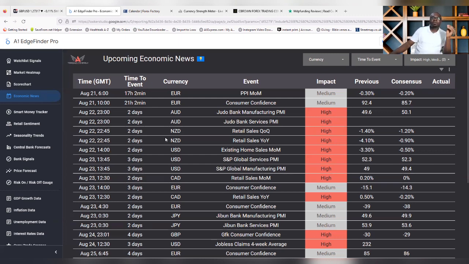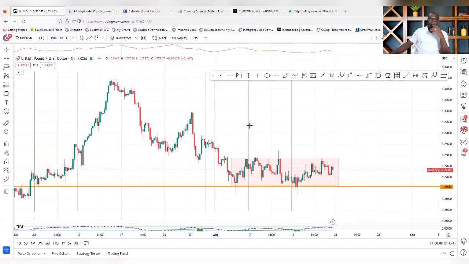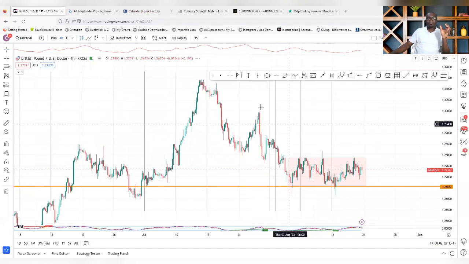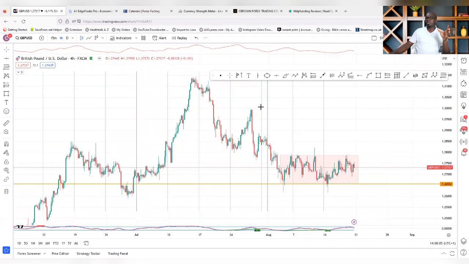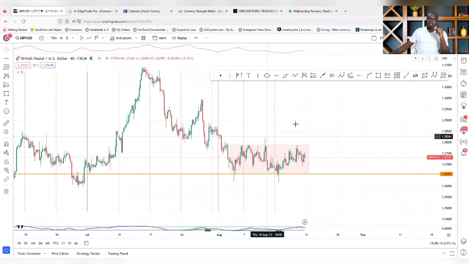So now let's move to the technical. Let's move to the technical. Now, remember what we saw on the technical, almost 50-50, 56.69. So we want to look at exactly how we want to trade this market in the 4-hour time frame.